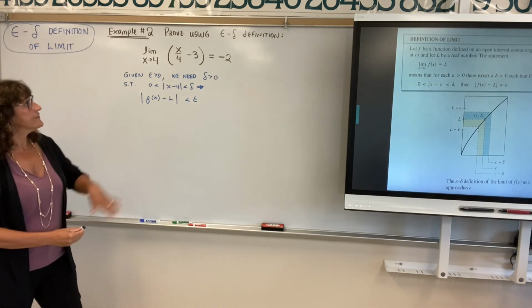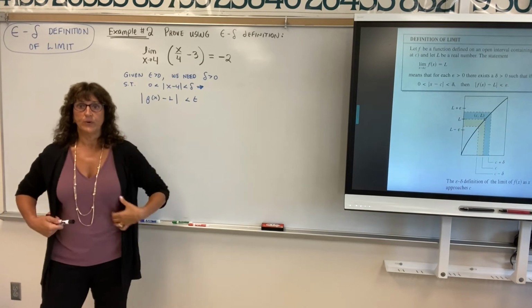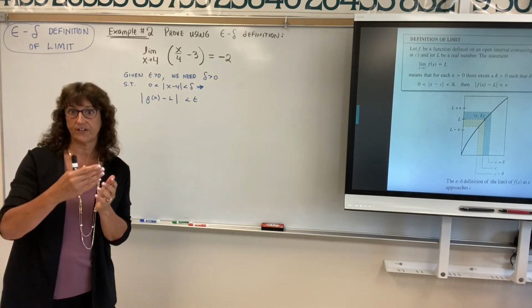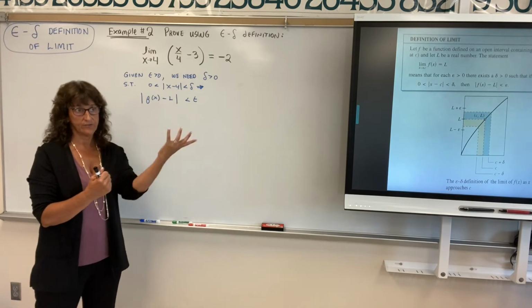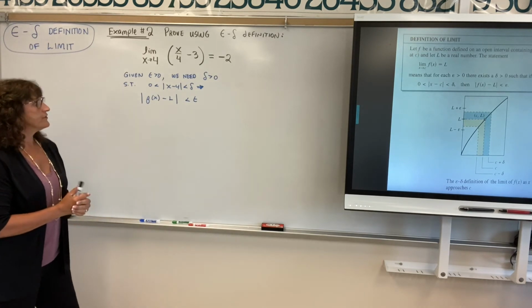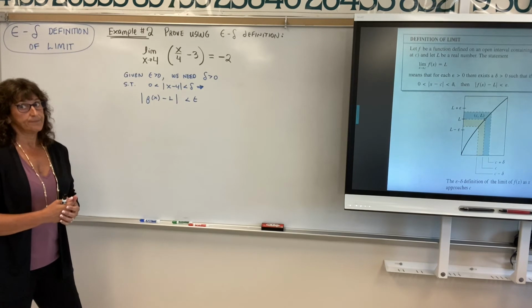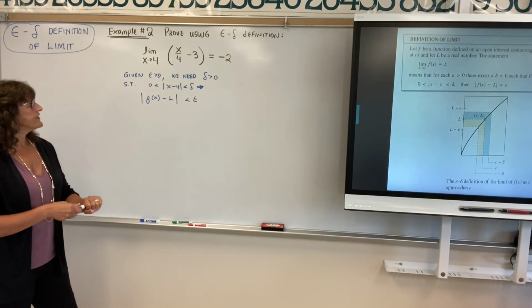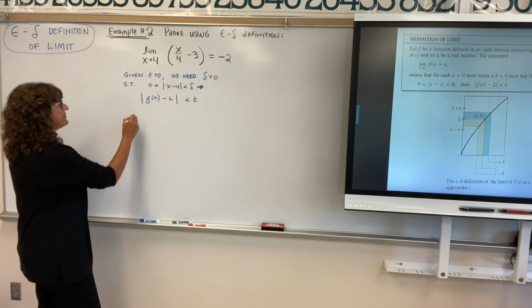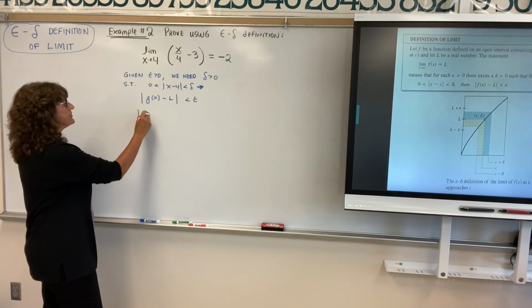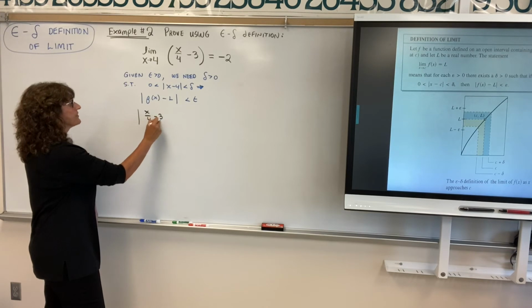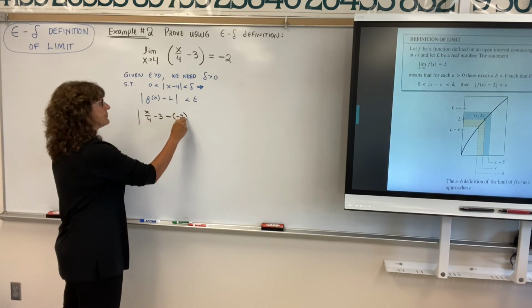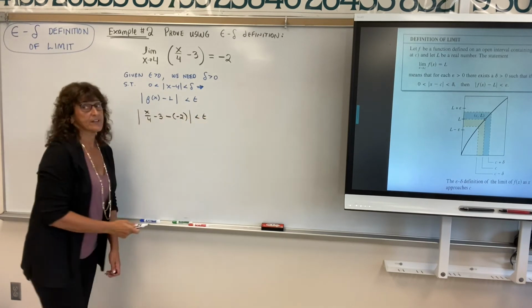So first of all, we've got to do the work because we need to figure out what our delta window is, and how our delta window is with respect to size, with respect to epsilon window. Our delta is always written in terms of epsilon. So we're going to start by taking the function. The function for this one is x over 4 minus 3, and then we're going to subtract the limiting value, which is a negative 2, and set it less than epsilon.